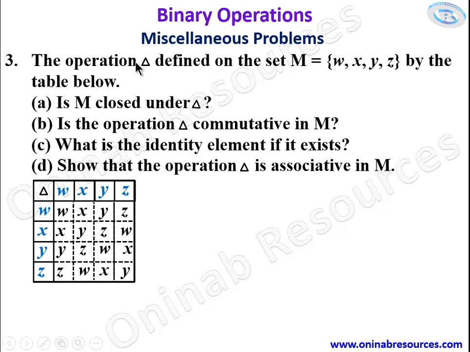For problem 3, the operation delta is defined on the set M, which contains elements w, x, y, and z by the table below. A, is M closed under the operation delta. B, is the operation delta commutative in M. C, what is the identity element if it exists? D, show that the operation delta is associative in M. So we have 1, 2, 3, 4. With this, we start with A.